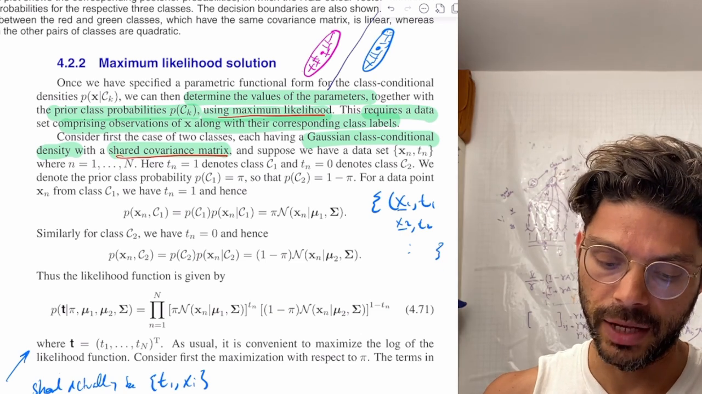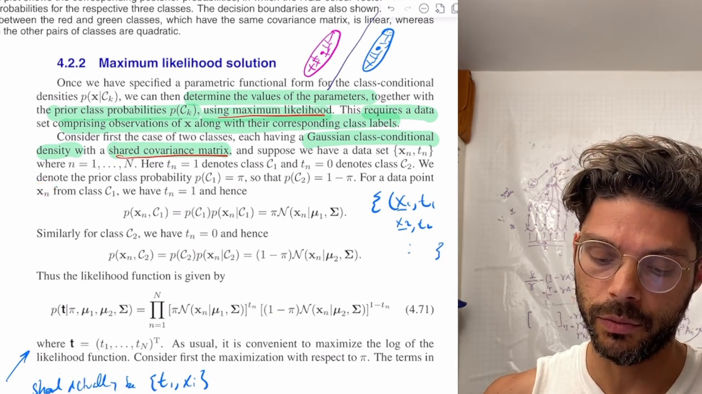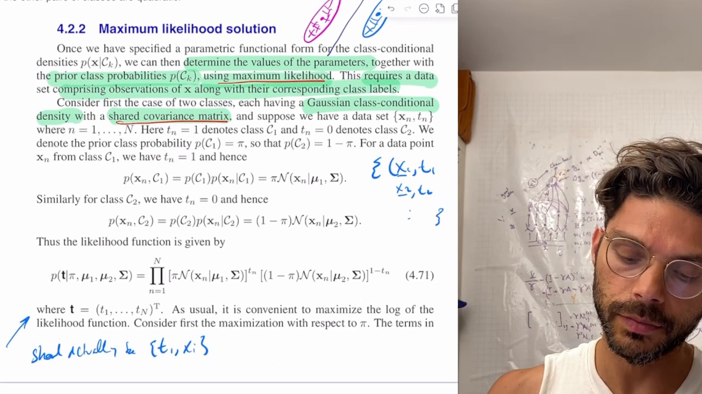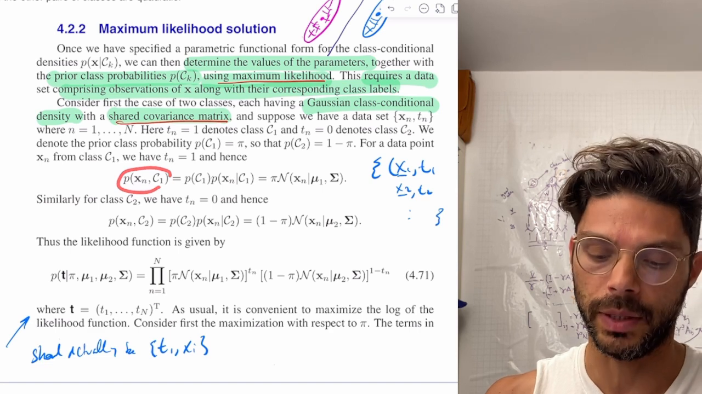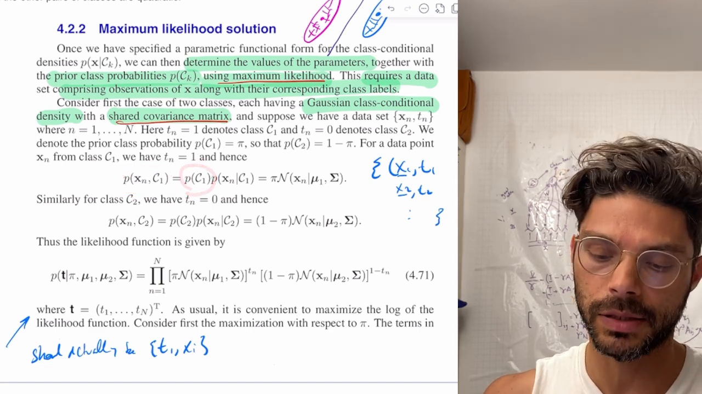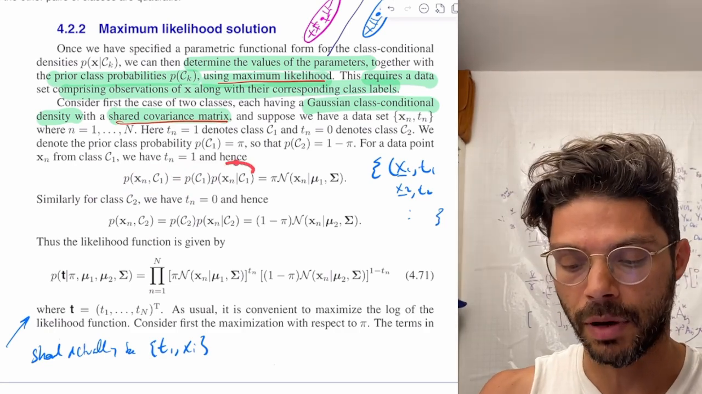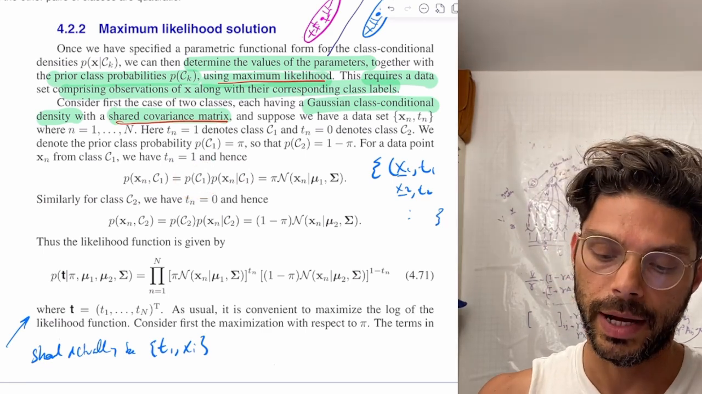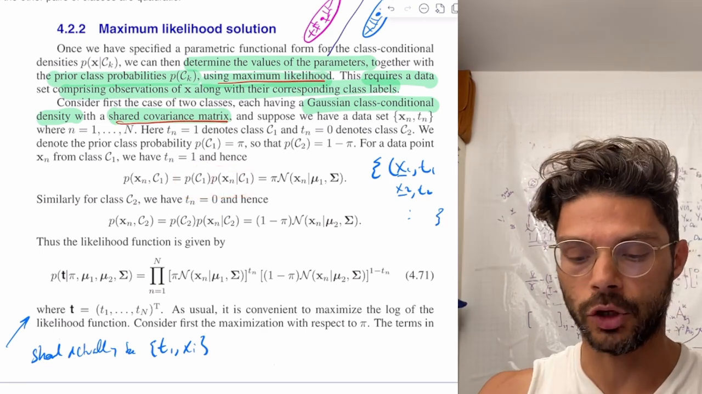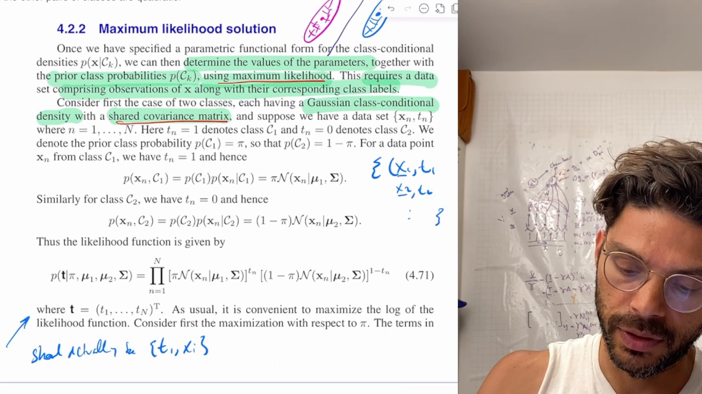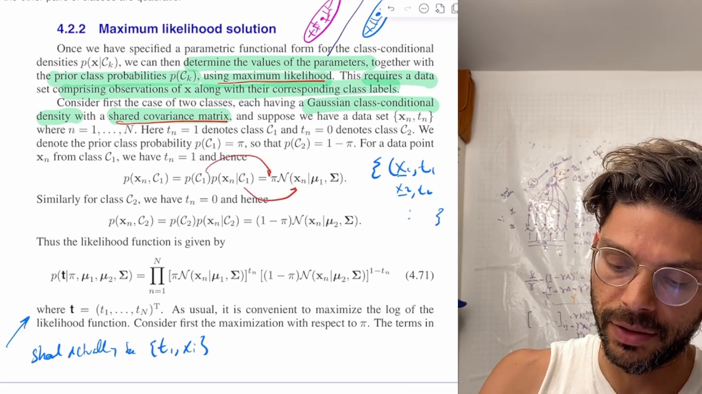Okay, so now for data point x_n from class C1, we have the label equals 1, and hence the joint probability of that first observation is the probability of having come from that class times the probability of the data point itself. So what's the probability of getting a point from class 1, and then the class conditional probability of that specific data point. So this is of course going to give you that, and that's going to give you that.